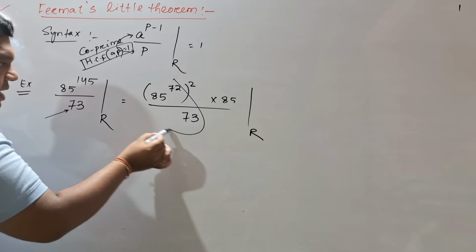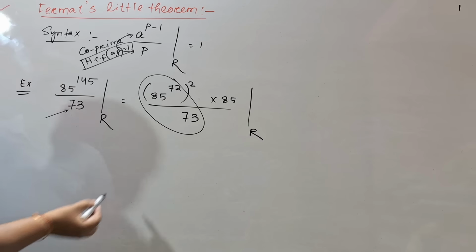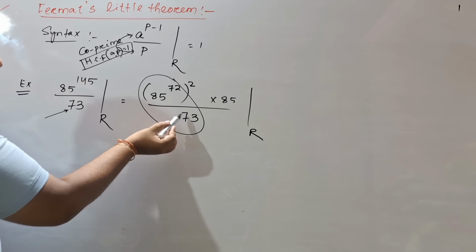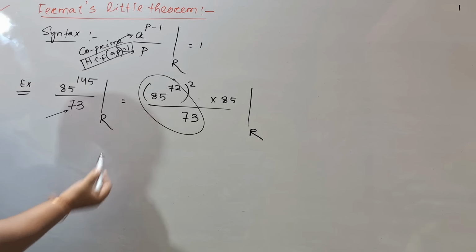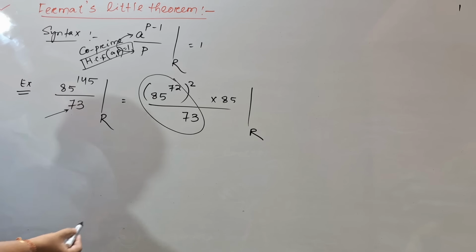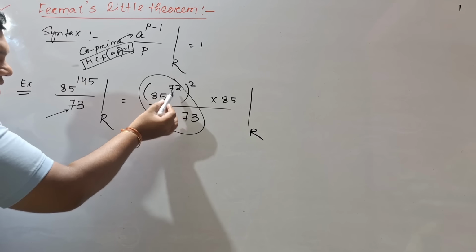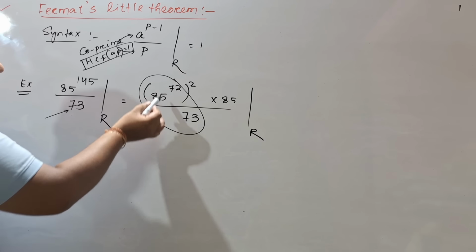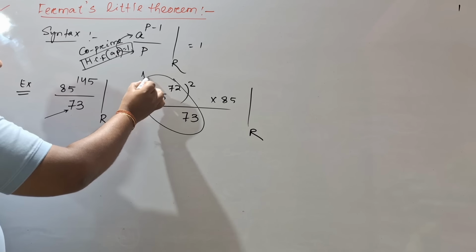Now here I can apply Fermat's little theorem. 85 to the power 72. First of all, check that 85 and 73 are co-prime. One is a prime number, one is a composite number. HCF is 1. Now the power is 72, the prime number is 73, and the power is 72. So if I apply Fermat's little theorem, the answer is 1.